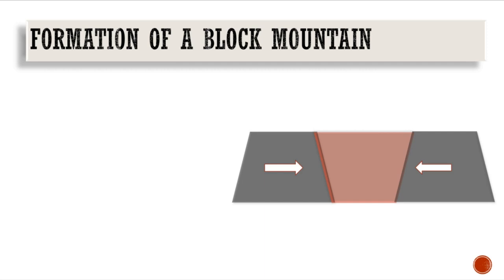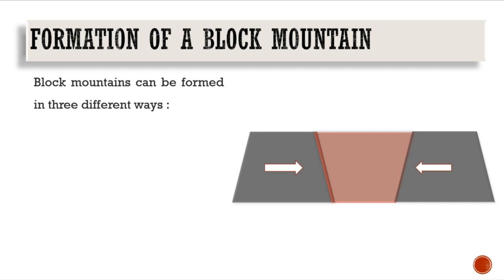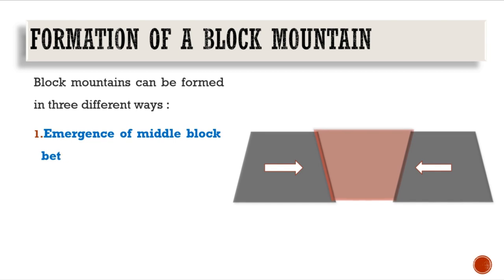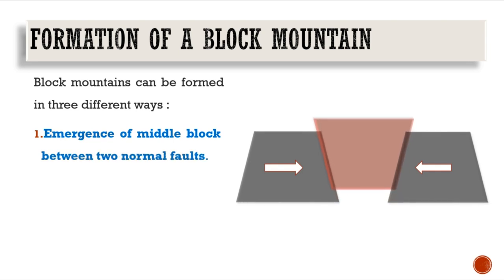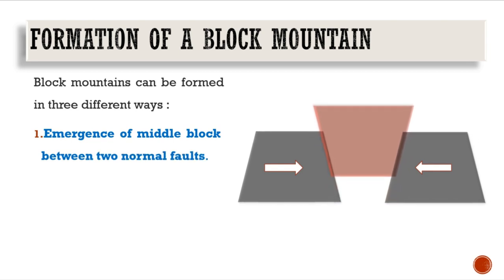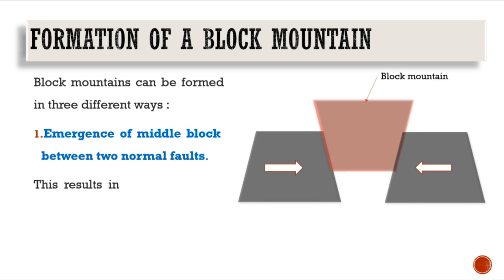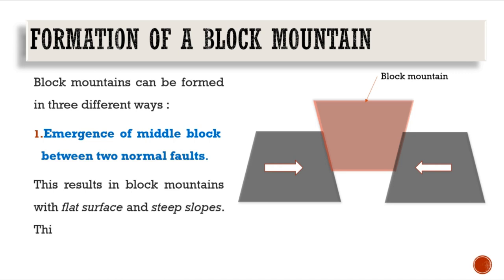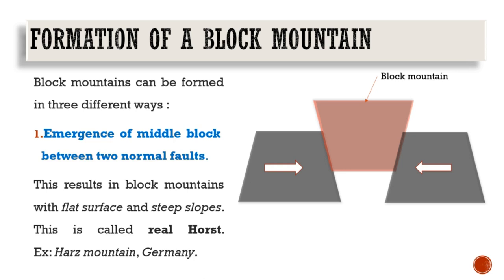Formation of a block mountain. Block mountains can be formed in three different ways. First one is the emergence of the middle block between two normal faults. That is, due to compressional force, the two side blocks push the middle block to move up. This results in block mountains with flat surface and steep slopes. This is called a rift horst. For example, Harz Mountain in Germany.